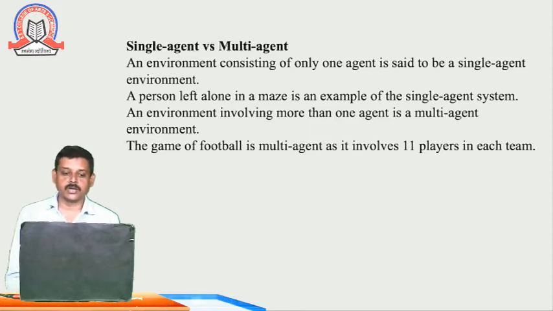As you can see in an example, a person left alone in a maze is an example of a single agent system. And if we say a game of football, it is multi-agent, which involves at least 11 players in a team. And there are so many multiplayer games available online. All will be examples of multi-agent.